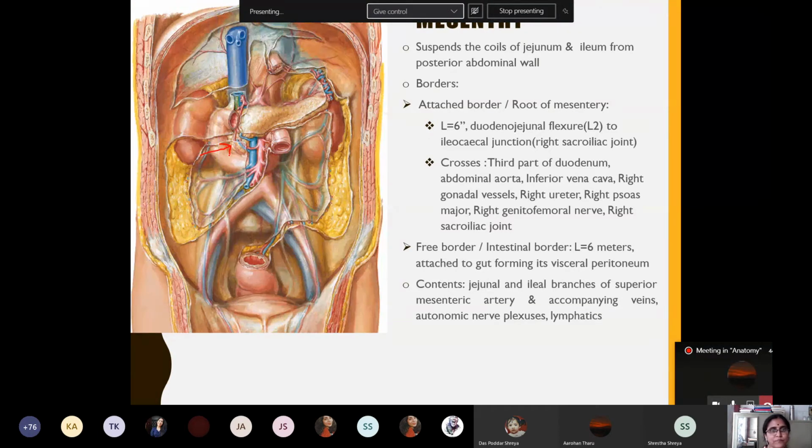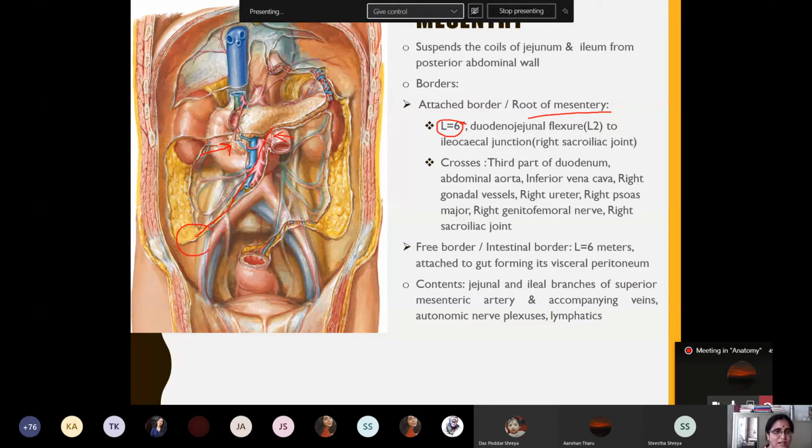Okay. Here you can see this is the attached border. Attached border is also known as root of mesentery. It is of 6 inch. It extends from this flexure here. Can you see this flexure? Duodenojejunal flexure to this joint.